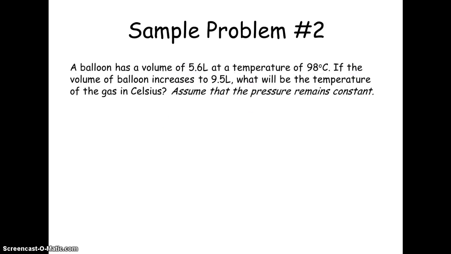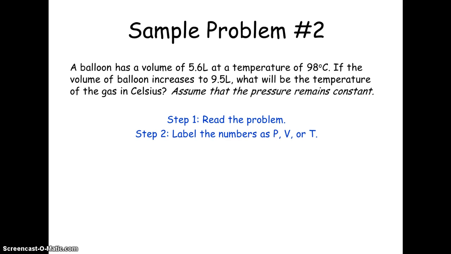Now our next sample problem, we've got a balloon has a volume of 5.6 liters and a temperature of 98 degrees Celsius. If the volume increases to 9.5 liters, what's going to be the temperature of the gas in Celsius? Now, we read the problem, we want to label the numbers as pressure, volume, or temperature. So 5.6 is our starting volume. That's going to be V1. 98 degrees Celsius is going to be our starting temperature. That's T1. 9.5 is our final volume, so that's going to be V2. And that means we're solving for T2.